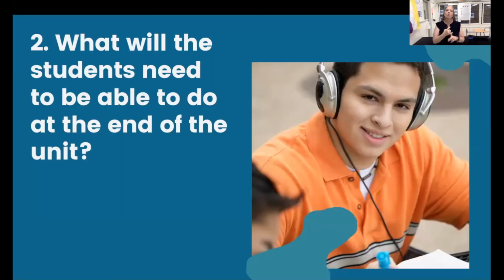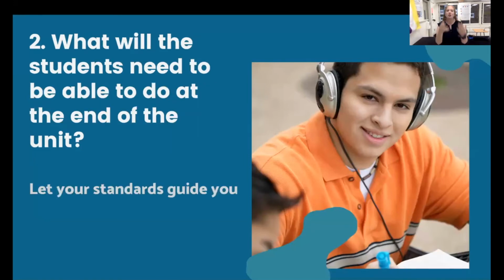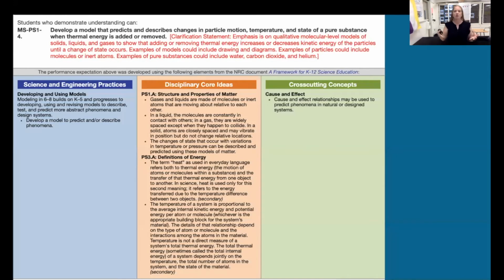We need to know what the students will need to be able to do at the end of the unit. And again, your standard is going to guide you. So here is what my standard looks like for the NGSS. It's very complicated and it took a while for me to figure everything out, because you have the main standard at the top there. That's the performance expectation, right? But to get to that performance expectation, they have broken it down into three different categories that all go together for that performance expectation.